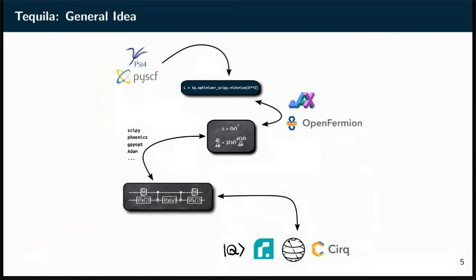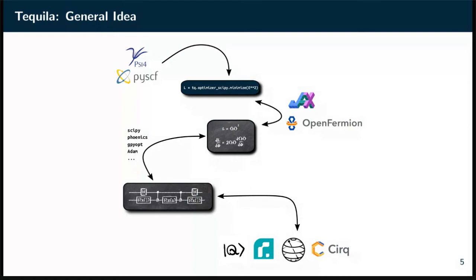And then the general idea was also that Tequila is able to use at least most of the current software which is already around. So you don't have to reinvent the wheel all the time you're trying to implement something. For example, if you want molecular orbitals for quantum chemistry, you can use the Psi4 or PySCF package.